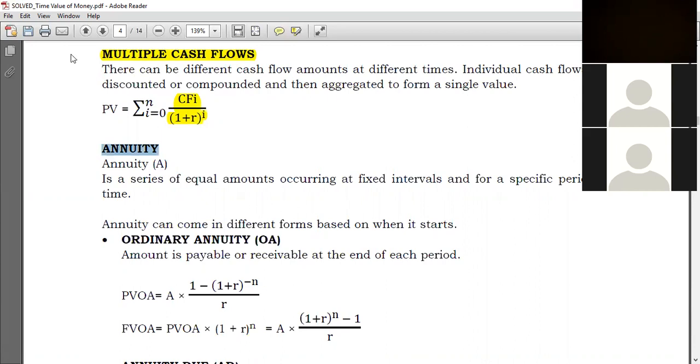What is an annuity actually? An annuity actually is just a multiple cash flow, but the only difference is that the annuity is fixed. If you receive $100,000 each year, it will be the same, it won't change. That's what we call an annuity. So an annuity actually has 3 things. You have to know those 3 things about the annuity.